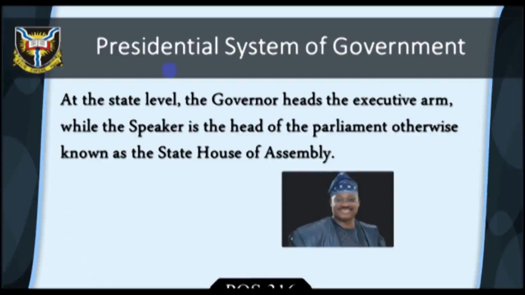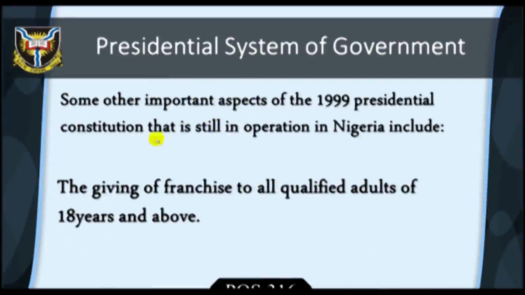At the state level, the governor heads the executive arm, while the speaker is the head of the parliament, otherwise known as the State House of Assembly. Furthermore, the local government, which is the third level of government in Nigeria, has a chairman at the top of the executive arm, while the Legislative Council also has a speaker.